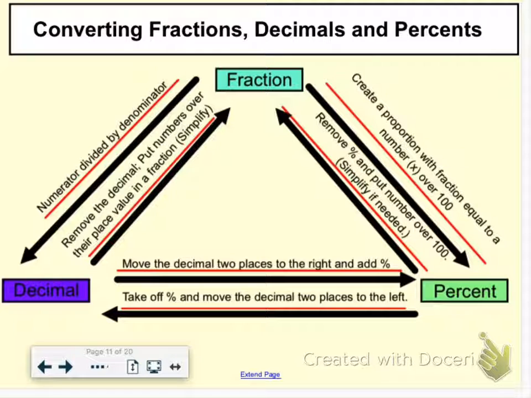If you had 0.137, that goes to the thousandths place. So you'd put it over 1,000 and simplify. That's super confusing. Our calculators do it for us. Okay?